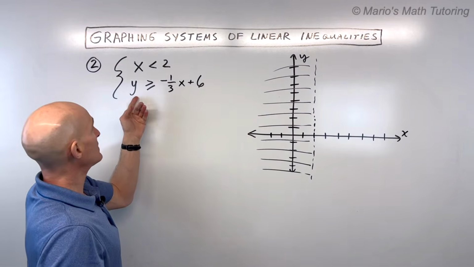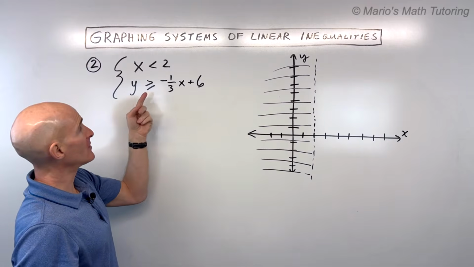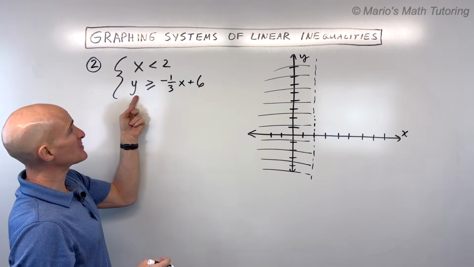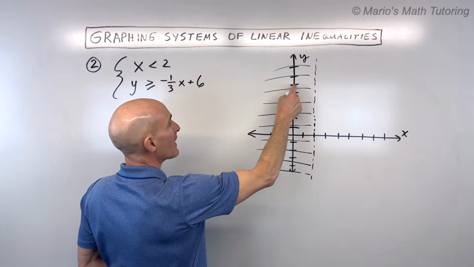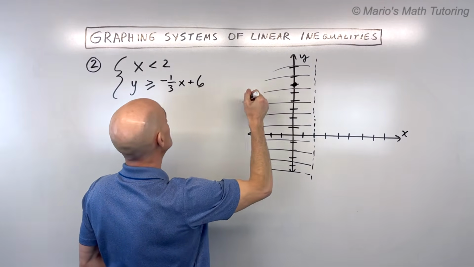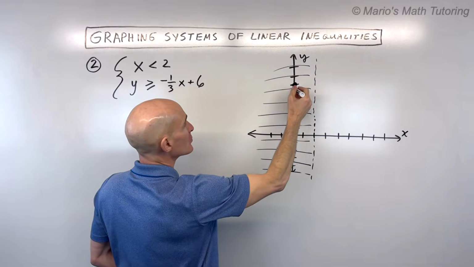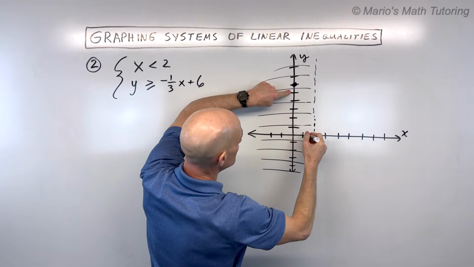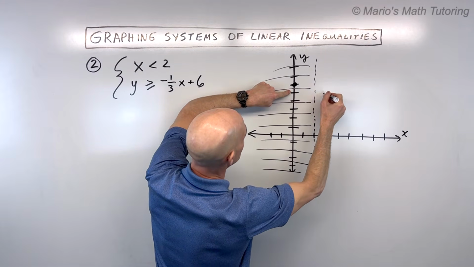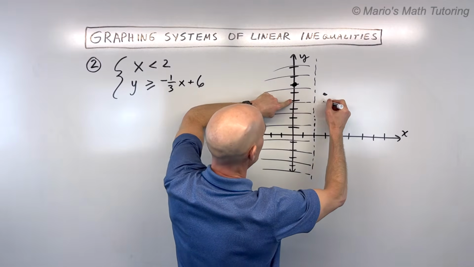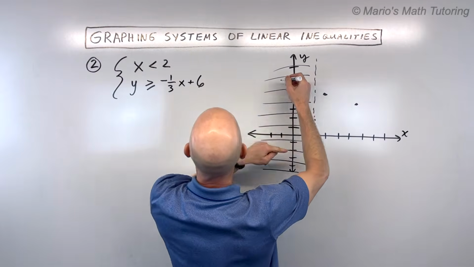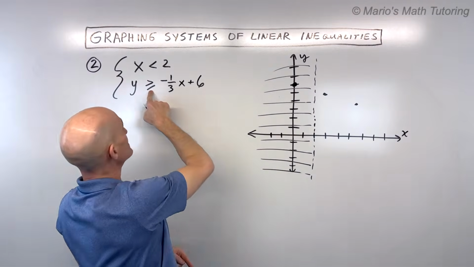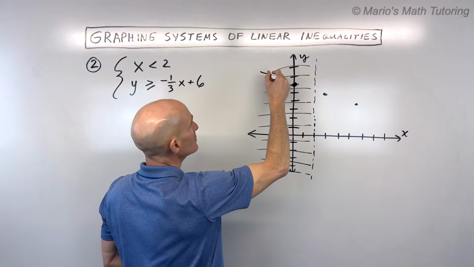Now for this one, this is in the slope-intercept form of the equation of a line, just like y equals mx plus b. The y-intercept is 6, so 1, 2, 3, 4, 5, 6. That's our y-intercept. Slope of negative 1/3, so we're going down 1, right 3, which would be right about here. Down 1, right 3 again, right about here. Okay, so this line is a solid line because it's greater than or equal to.